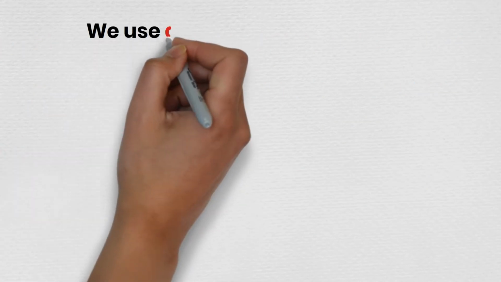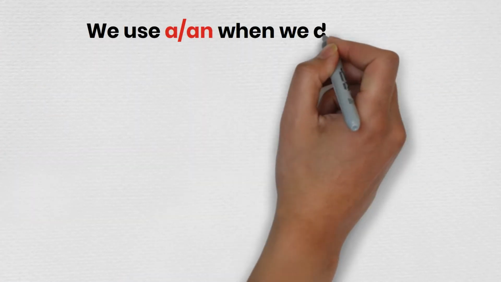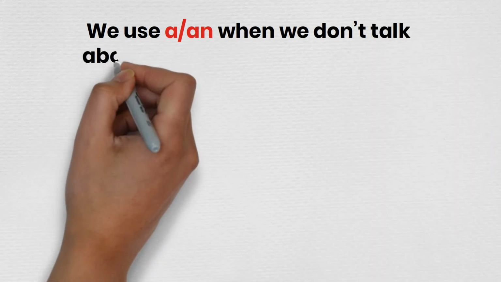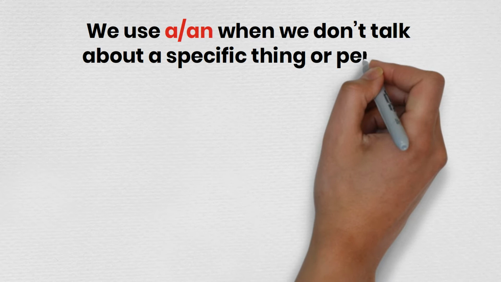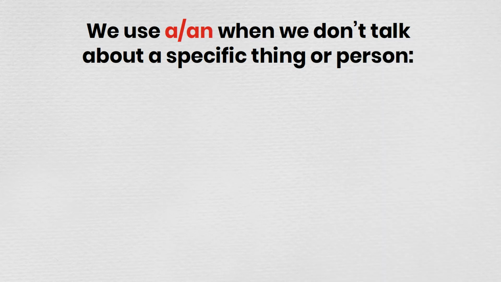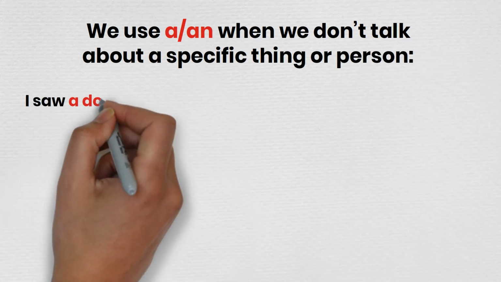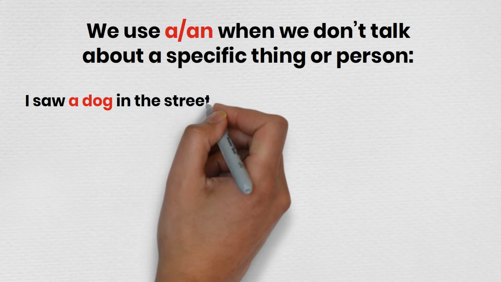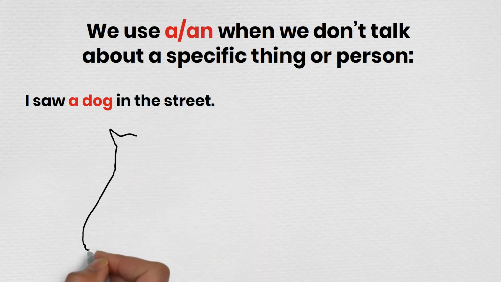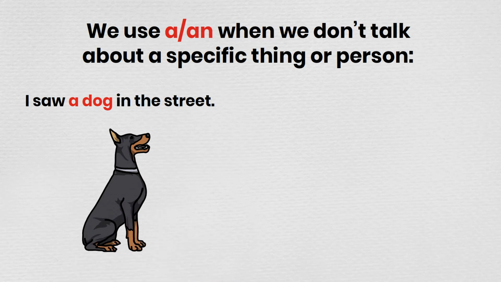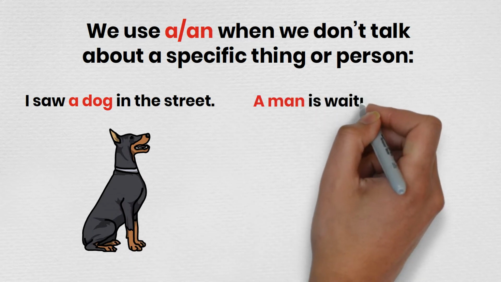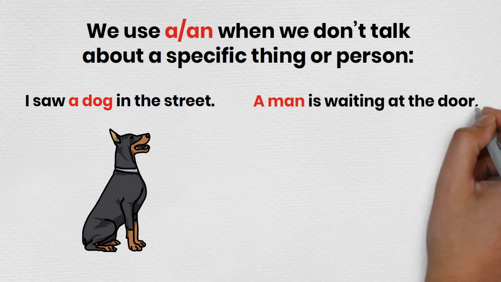We use a or an when we don't talk about a specific thing or person. I saw a dog in the street. A man is waiting at the door.